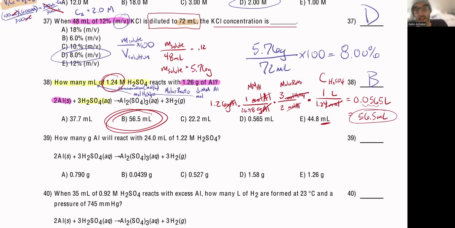More complicated, but not really. When we're doing stoichiometry with a solid, we're using molar mass. When we're doing stoichiometry with a gas, we use PV equals nRT. When you're doing stoichiometry with solutions, you use concentrations, and that's pretty much it.